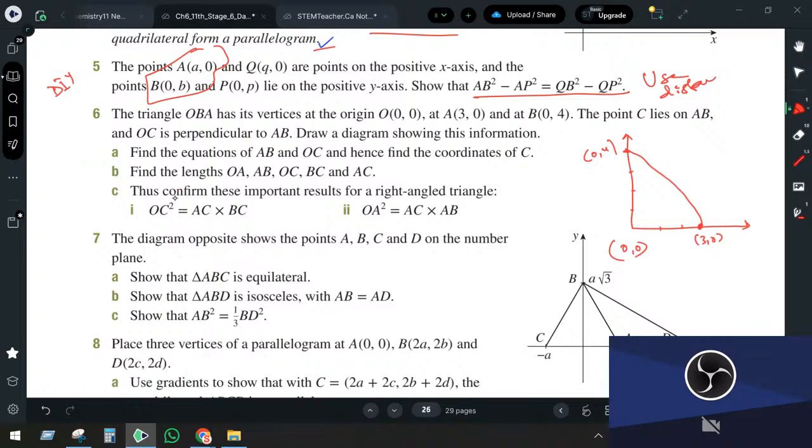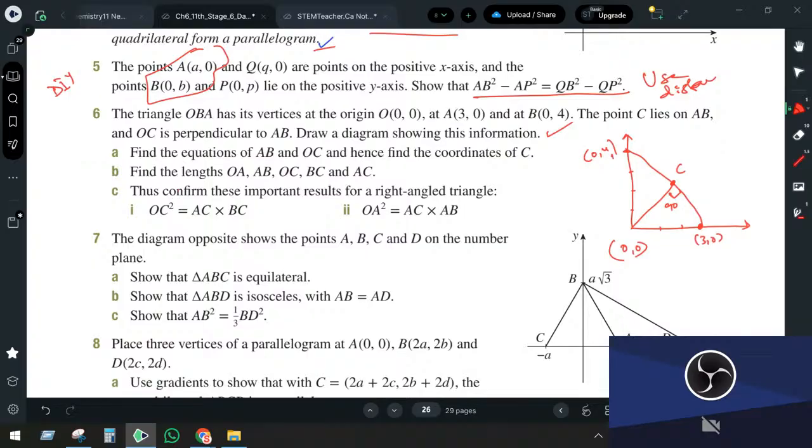C lies on AB. OC is perpendicular to AB. See, this is C. OC is perpendicular to AB. This is C. It is a perpendicular. This is 90. C might be the midpoint, C might not be the midpoint. We don't know that, but the diagram of the information has been made. Find the equation of AB and OC, and hence find the coordinates of C.